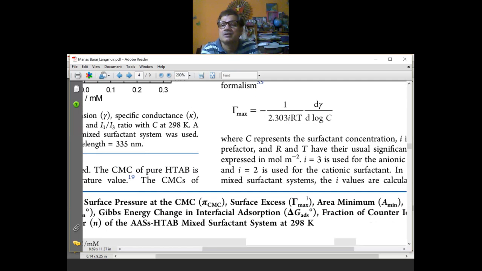So once you get the surface excess, how can you calculate it? You just get the slope of surface tension. You make a plot of surface tension against log C. Then from the slope near the critical micelle concentration, you can get the gamma max.